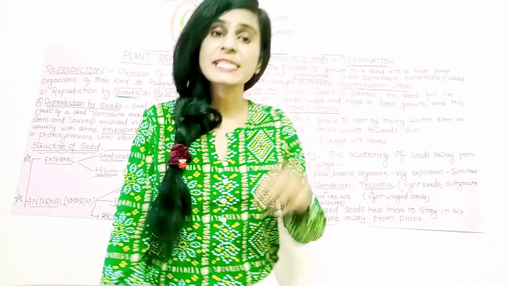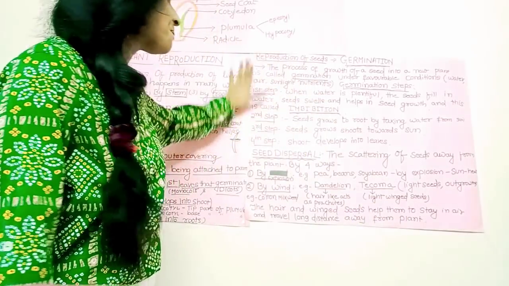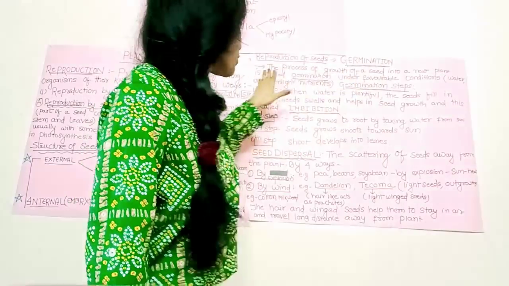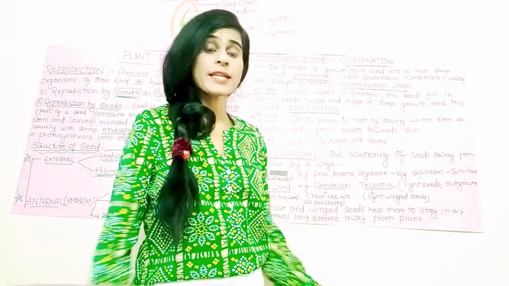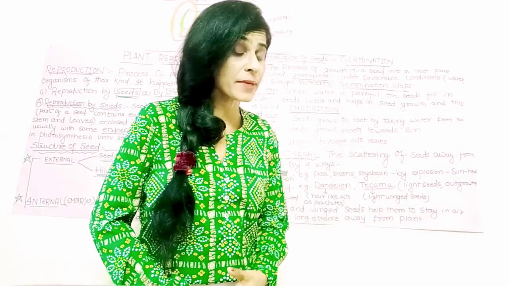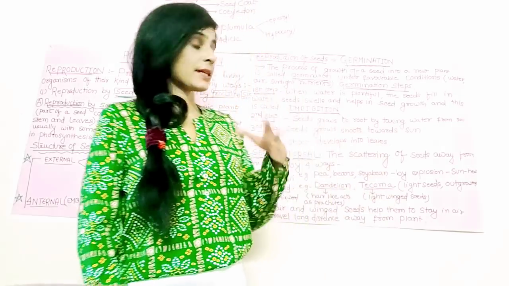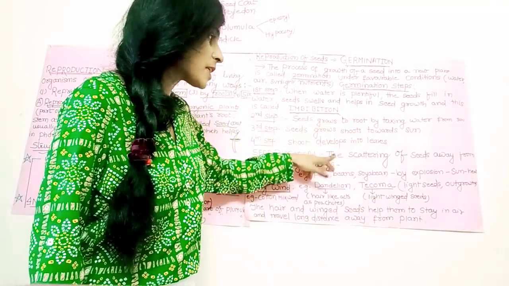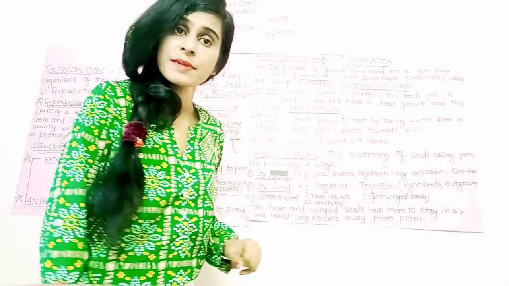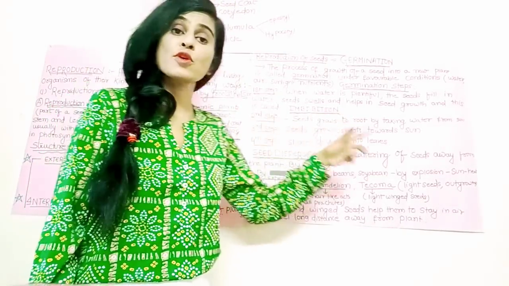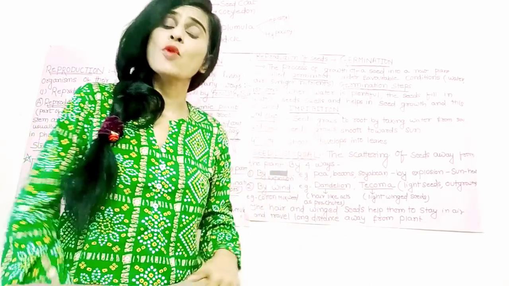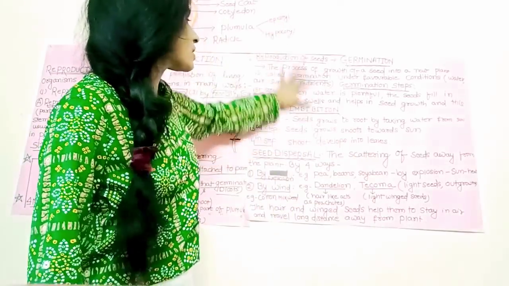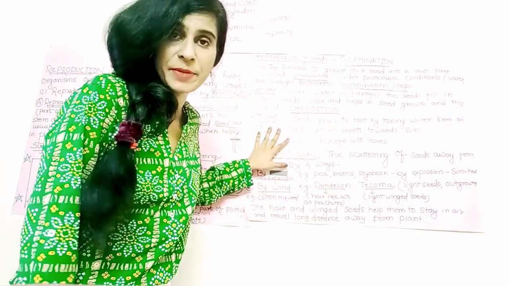So how many steps are there? Germination. The process of growth of seeds into a new plant under favorable conditions is called germination. First step, when water is plentiful, the seed is filled with water, swells in size, and that is called imbibition. Second step, it will receive water from the soil and the seed will grow into roots. And the third step, the seeds will grow shoots towards the sun, and in the final step, all the leaves, flowers, fruits will go on developing. This is the process of germination.